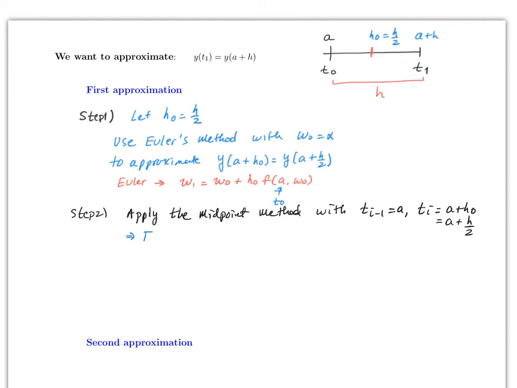So then from here you find y of a plus h, which is equal to y of a plus 2h0. Notice that this is w1 and this is going to be w2. So therefore from here w2, using the method, is going to be w0 plus 2h0 f of a plus h0, and then w1.